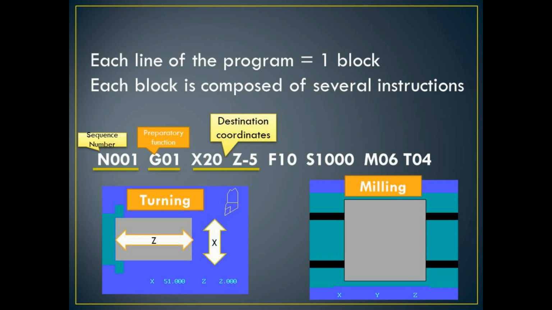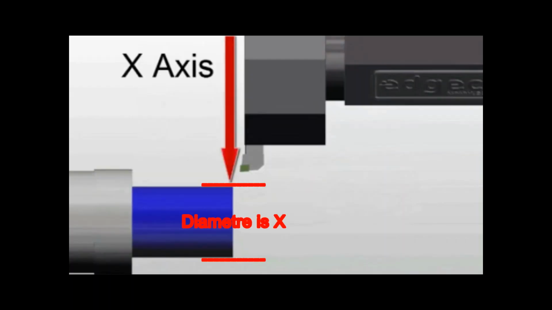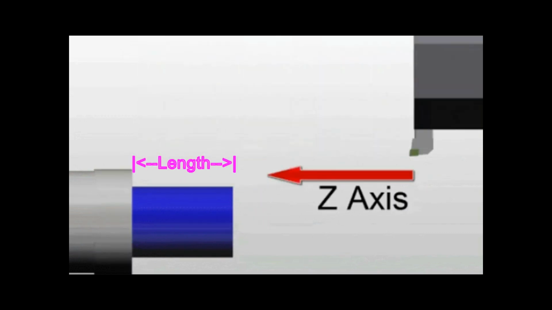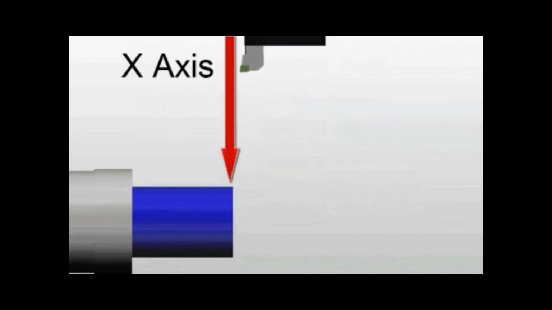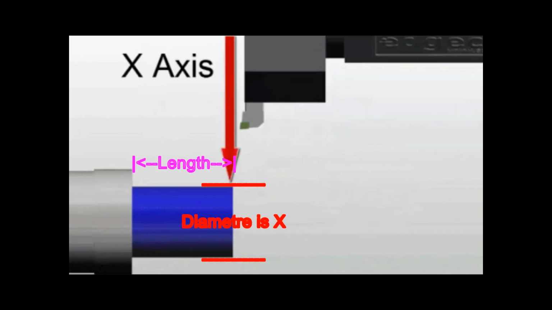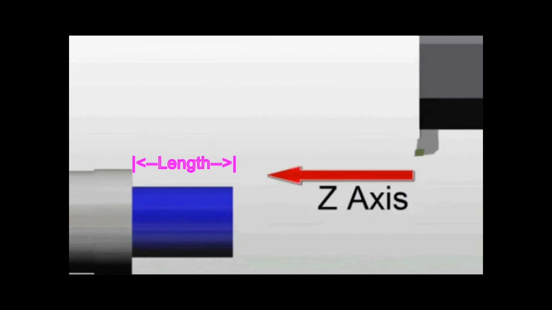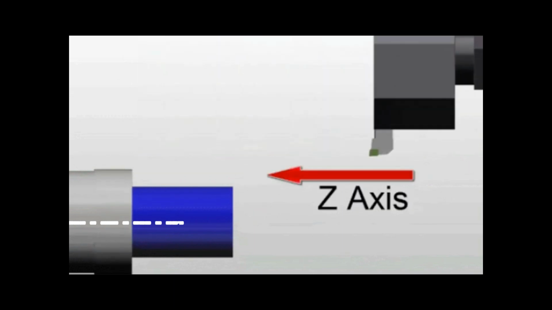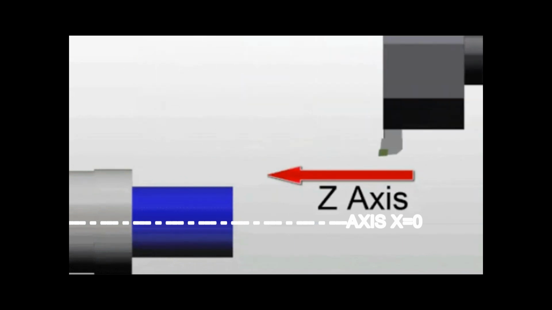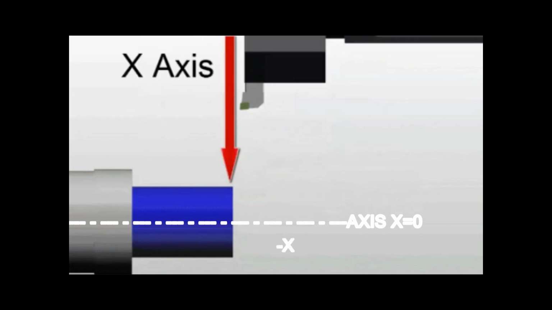In turning center, we are having X and Z. Usually, X is the diameter and Z is the length of the workpiece. This animation will help you to understand it clearly. At the axis of the workpiece, X is equal to 0. Below the axis, X will be negative and above the axis, X is positive.